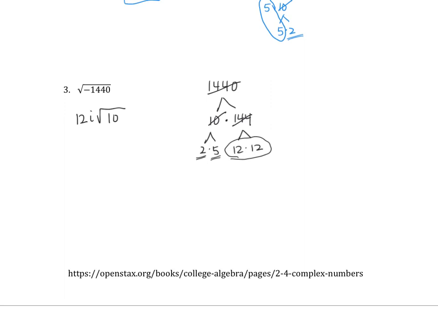Okay, now some of your calculators will simplify this for you. If your calculator will not simplify a negative under the radical, then all you have to do is simplify the square root of 1440 without the negative, and then put the i on the outside with the number that's out there.